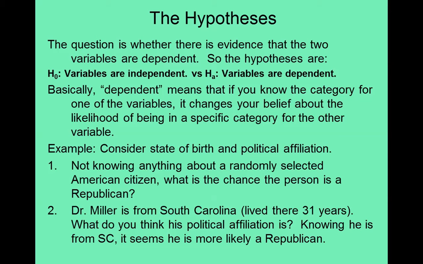Example, consider state of birth and political affiliation. Not knowing anything about a randomly selected American citizen, what's the chance the person is a Republican? You might say the value is around 45%, for example. Number 2. Dr. Miller is from South Carolina, lived there for 31 years growing up. What do you think his political affiliation might be?